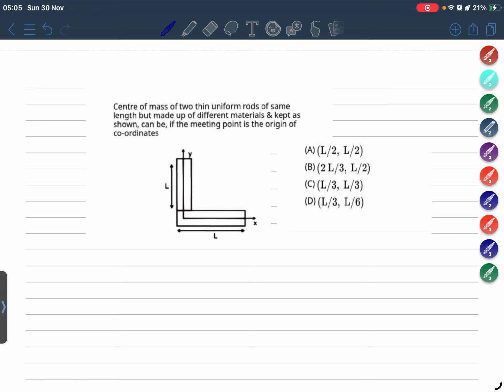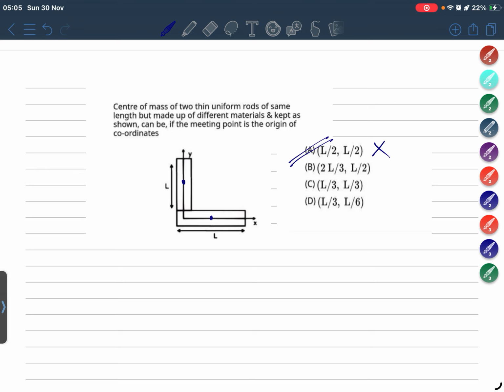Okay, so as you have tried it, many of you will get the answer L by 2 comma L by 2, which is wrong. It seems like L by 2 comma L by 2 should be the answer. Why is this not the answer?